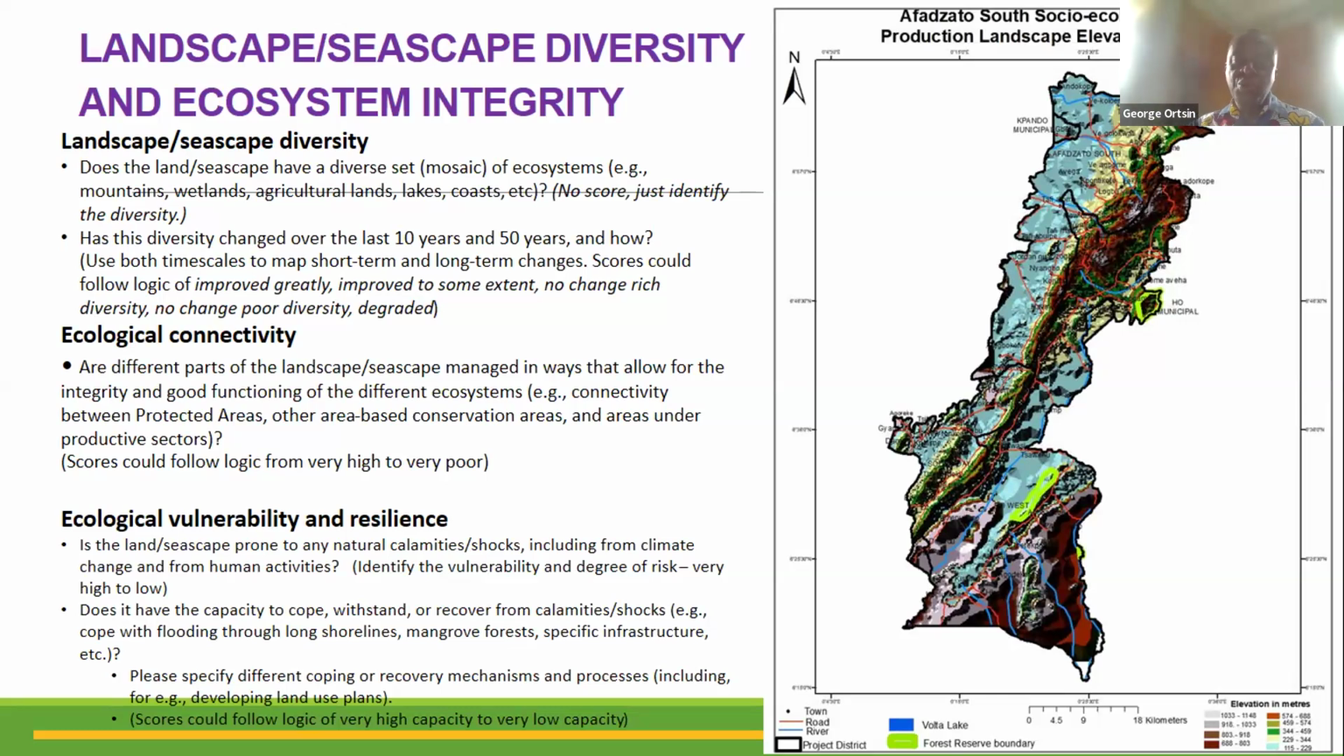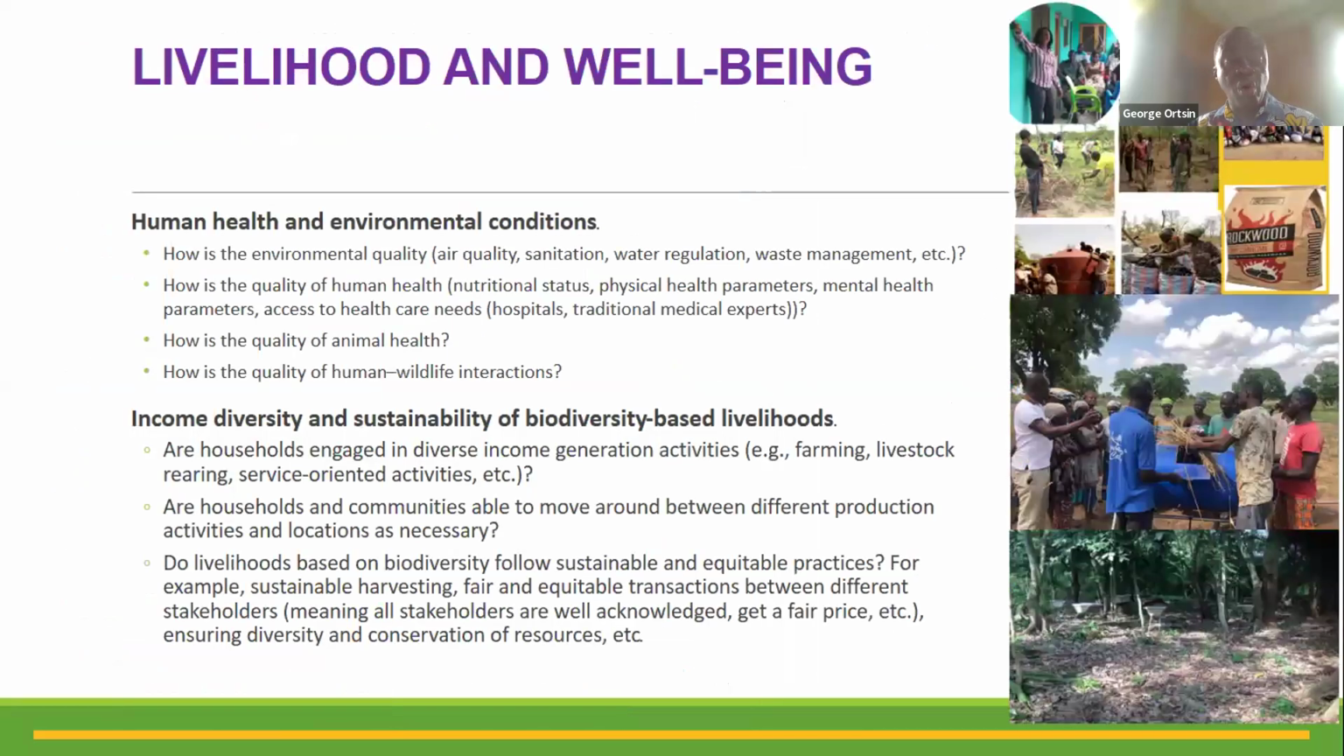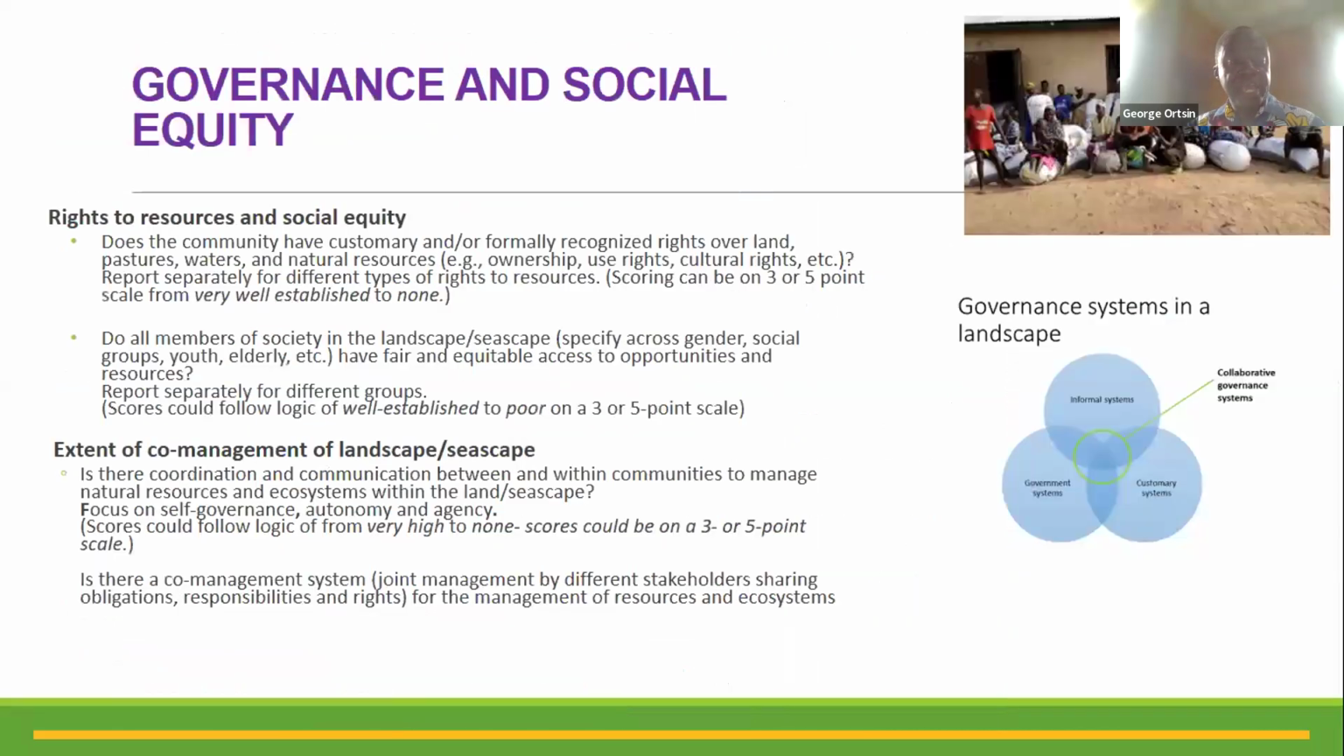So on this scale, we allowed the individual groups to score, having had intensive discussions among themselves. The same way we did for biodiversity and sustainable land management, we grouped them, and they discussed diversity of species, sustainable use, innovation, knowledge management, etc. So each group would be working through all these. And then there's also the livelihood, as I have explained already. And then the governance group would also discuss the various governance structures that they have.